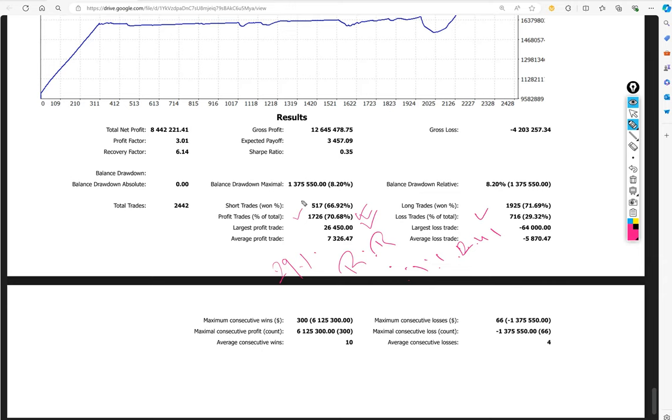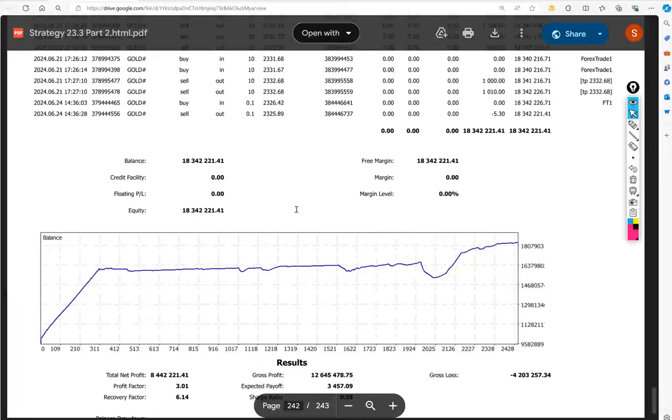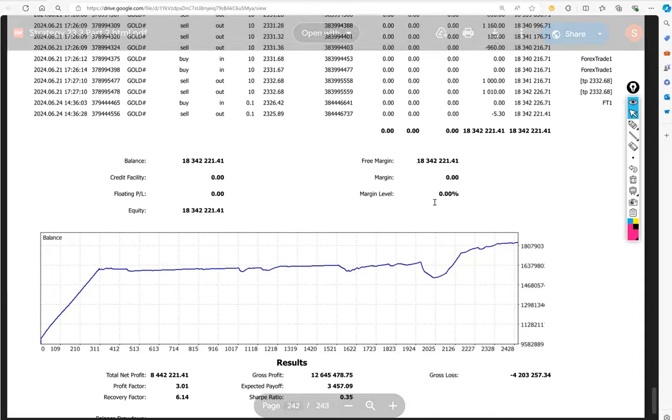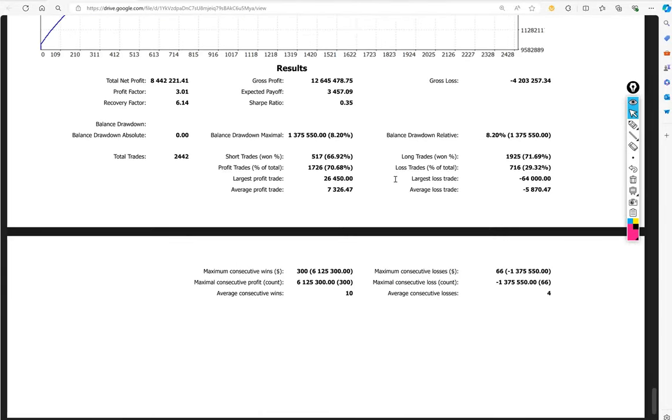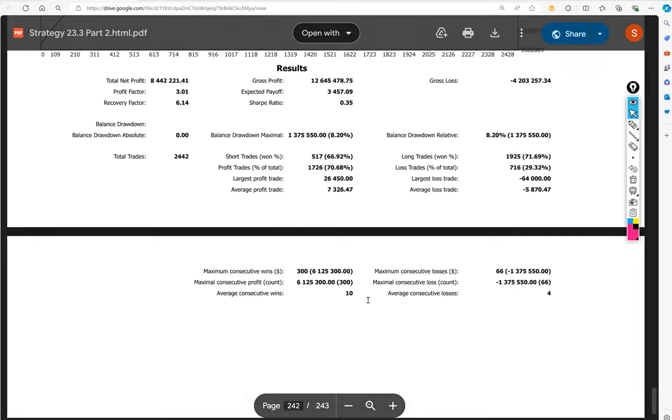We can also see the expected payoff is 3457.09 here. The profit factor is 3.01, and the total net profit is $8.4 million here. This is the complete graph that we can verify, total balance, margin, free margin, everything. Also, average consecutive wins are 10 and the average consecutive losses are 4.